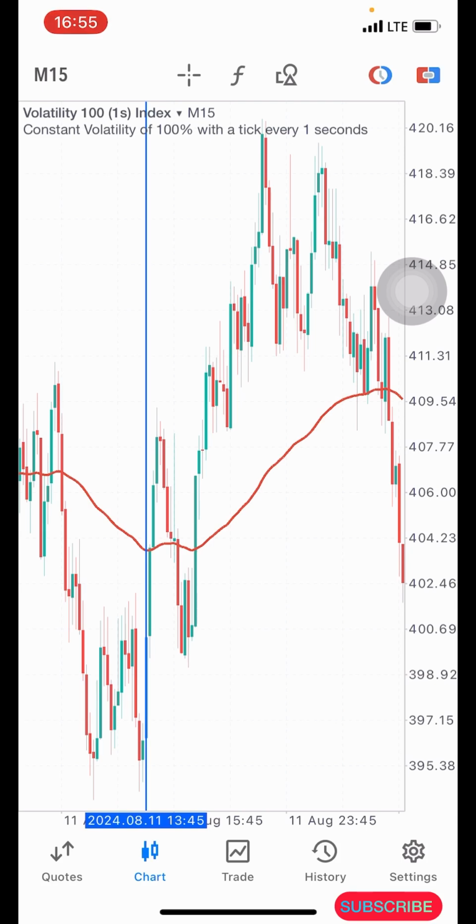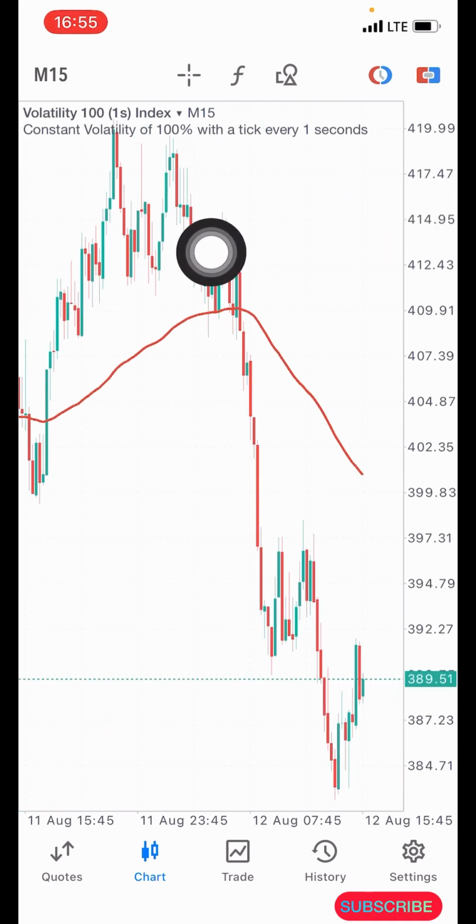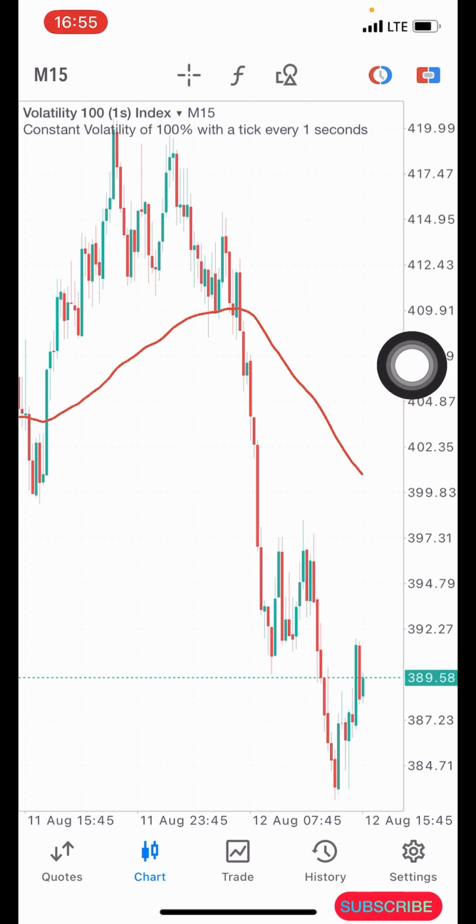Now we'll be doing our analysis from the 15-minute time frame. As you can see here, this is the 15-minute time frame and this is how you have to do it. Once price is above this moving average, we are only buying. We are only buying once price is above this moving average, and once it breaks below the moving average, we'll be looking for sell entries alone. It's as simple as that. That is how you trade with this strategy.